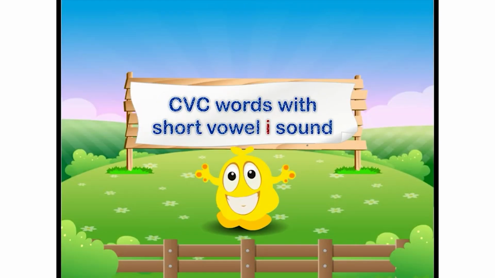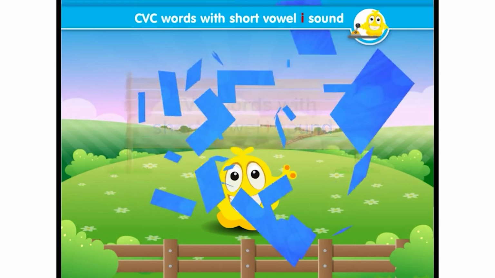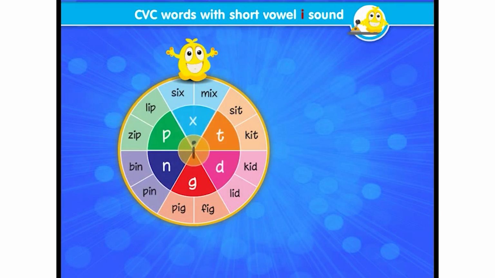CVC words with short vowel I sound. Again, a sound wheel. Let's understand what it shows. As we see, vowel I at the center. It is the I sound wheel.